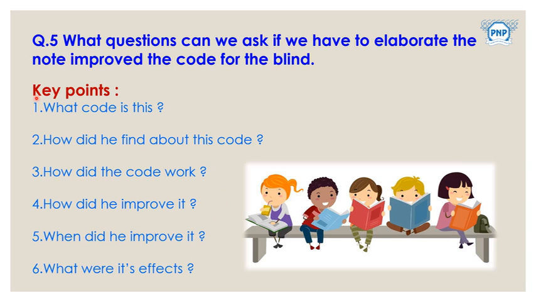Or you should ask, when did he improve it? And the last question, which is very, very important, what were its effects? Okay, these are the questions. By asking these questions, you will get the complete answer regarding the note improved the code for the blind. So it is really important to have all these questions answered.